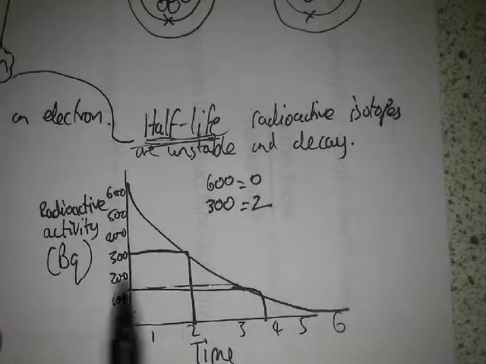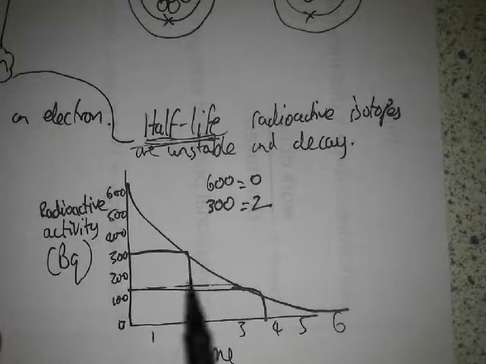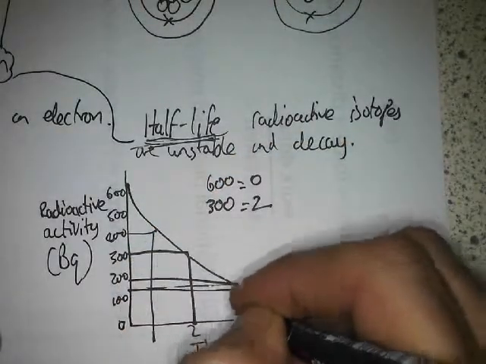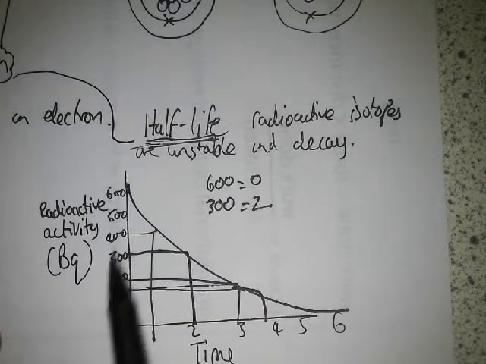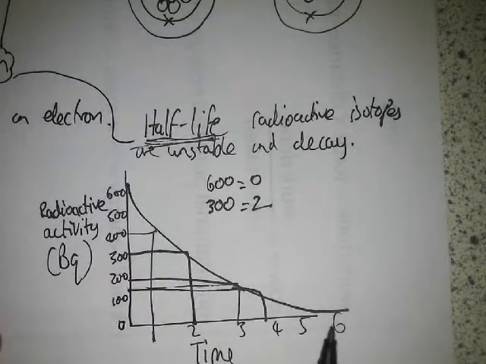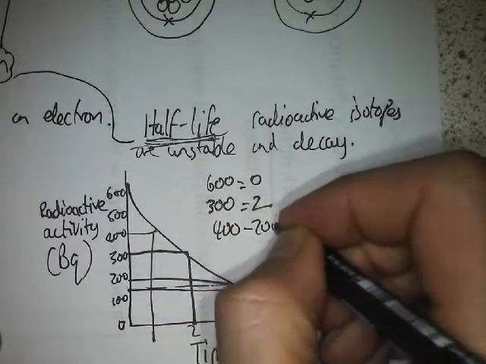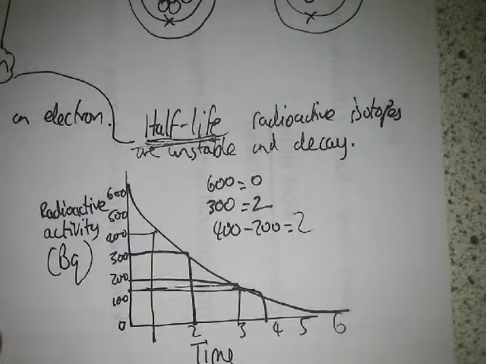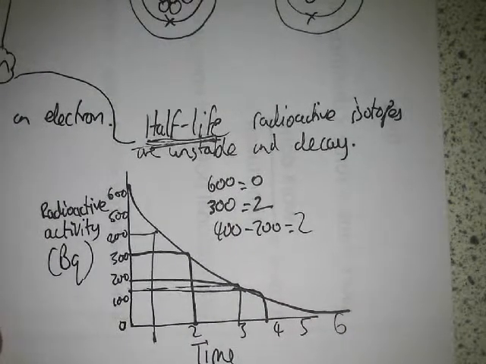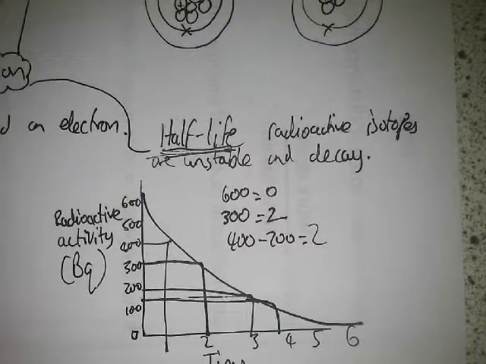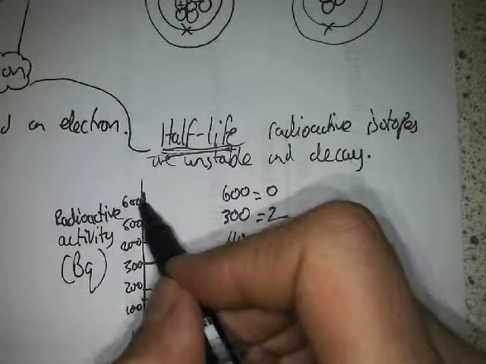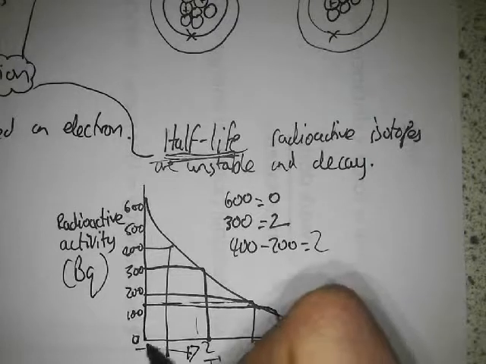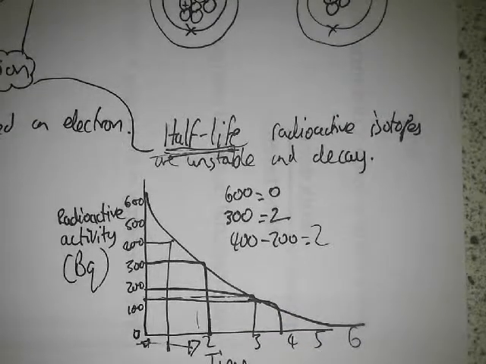It doesn't matter which one you take, as long as you take half. 400 to 200 is better. 200 is half of 400. How long does that take? It should always be the same. 2, 2, 2, 2, 2. The time it takes to halve is always the same. And that is half-life. So you pick 600, half of 600 is 300, and you go across and read it, 2. That's the easiest way to do it. Okay, thank you for listening. Have a go at the questions.